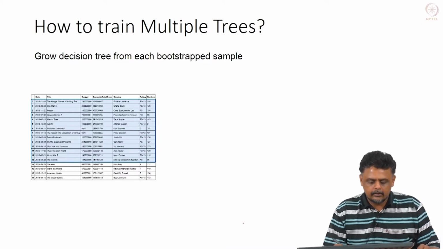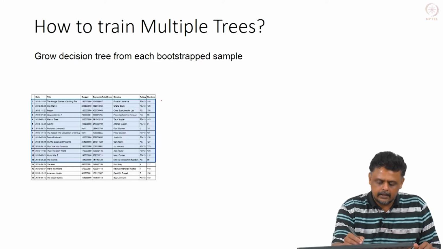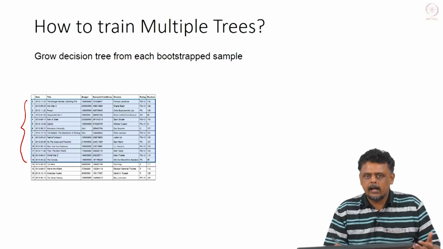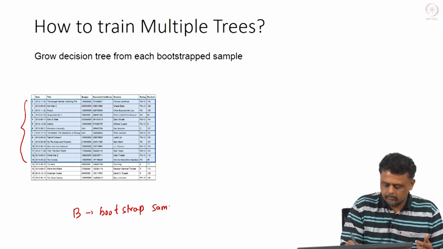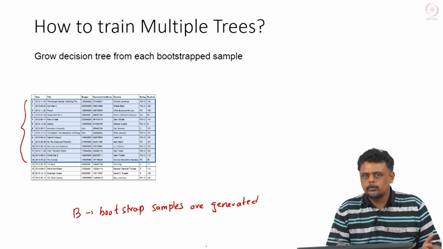If you look at this particular movie database, there are 17 data points and we are selecting a subset of this data, marked in blue, with replacement. We do it, let us say, capital B number of times. So, B bootstrap samples are generated, and we use each one of these B bootstrap samples to train a decision tree and use the output of the decision trees, let us say as an average or a voting scheme, to get at the desired result.